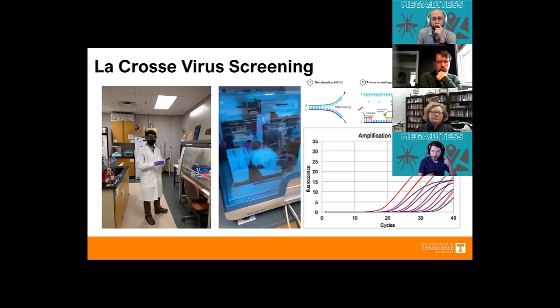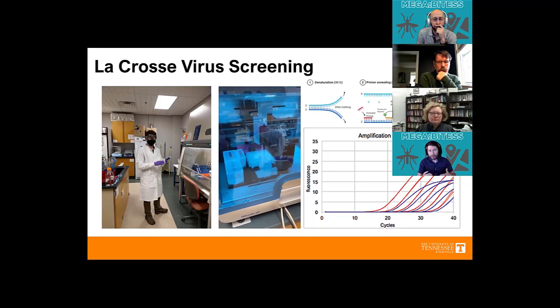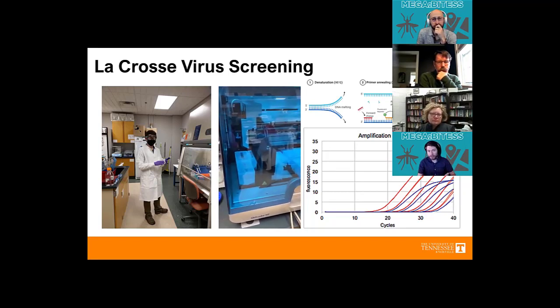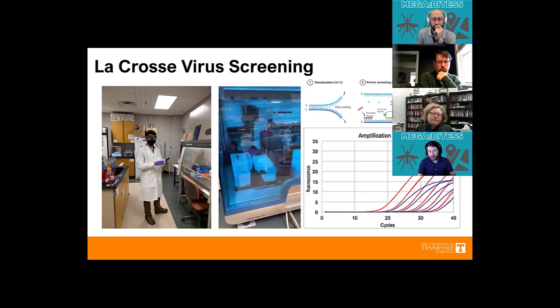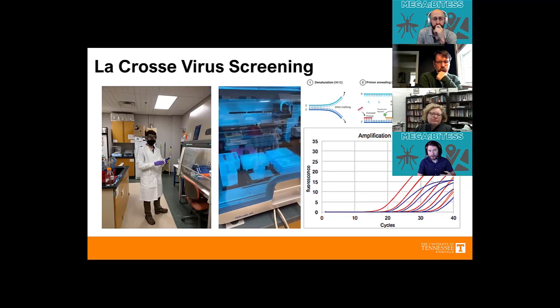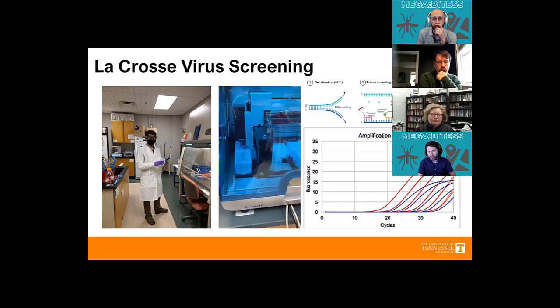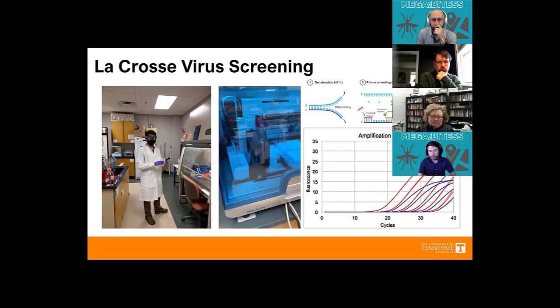In this case it's La Crosse, and it amplifies it a whole bunch, and just clones that gene over and over so that this machine can see through some fluorescence because of a chemical in there if that target gene you're trying to find is amplifying. And if it is, then you'll see the result on a graph like this. So where those lines are going up, it's showing fluorescence.